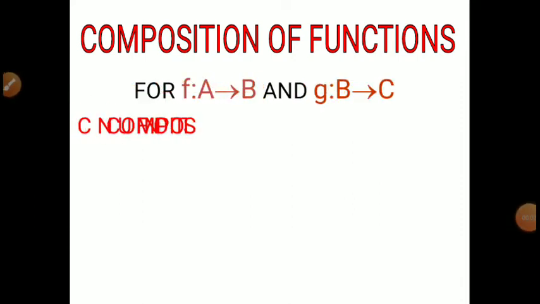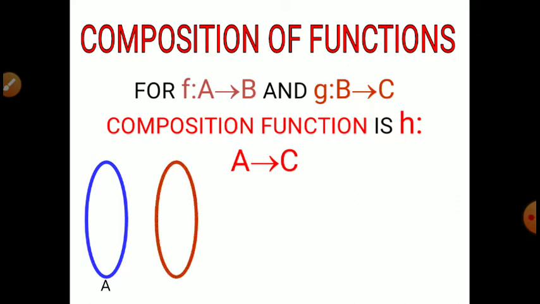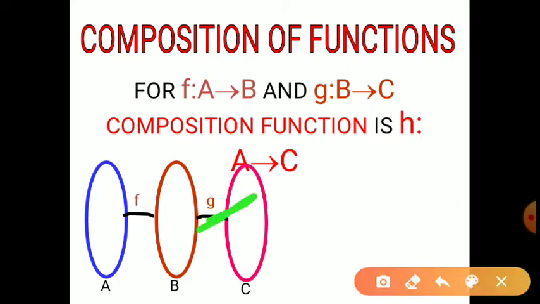Composition of the functions. For the function f from A to B and g, the function from B to C, the composition function is h from A to C. Here you need to observe that A and B are two sets, and f is a function from A to B, and g from B to C is another function, that is given to you here.